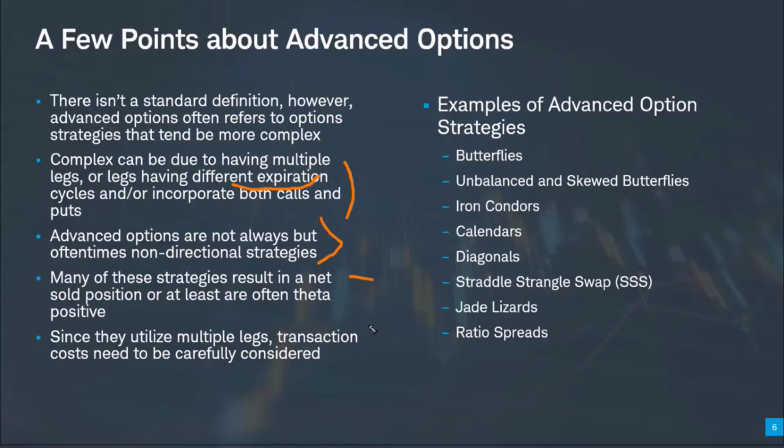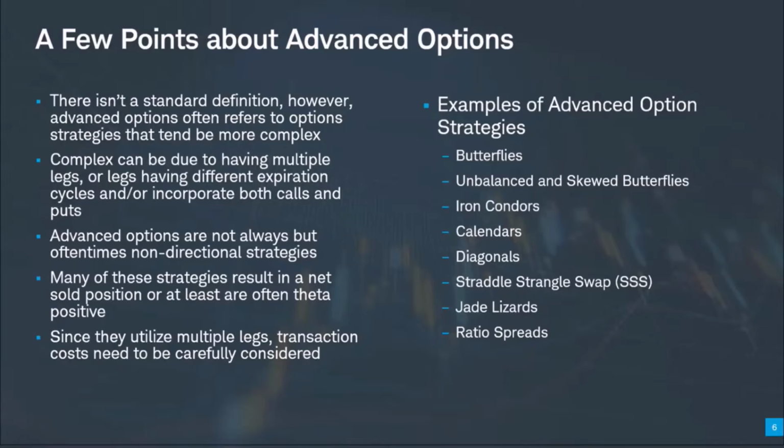Now, one thing to keep in mind when we have these multiple legs, we will have transaction costs on both of those legs. So we always want to keep that in mind. That's a consideration when we're talking about any kind of strategy, right? You want to consider what your fees and commissions might be.